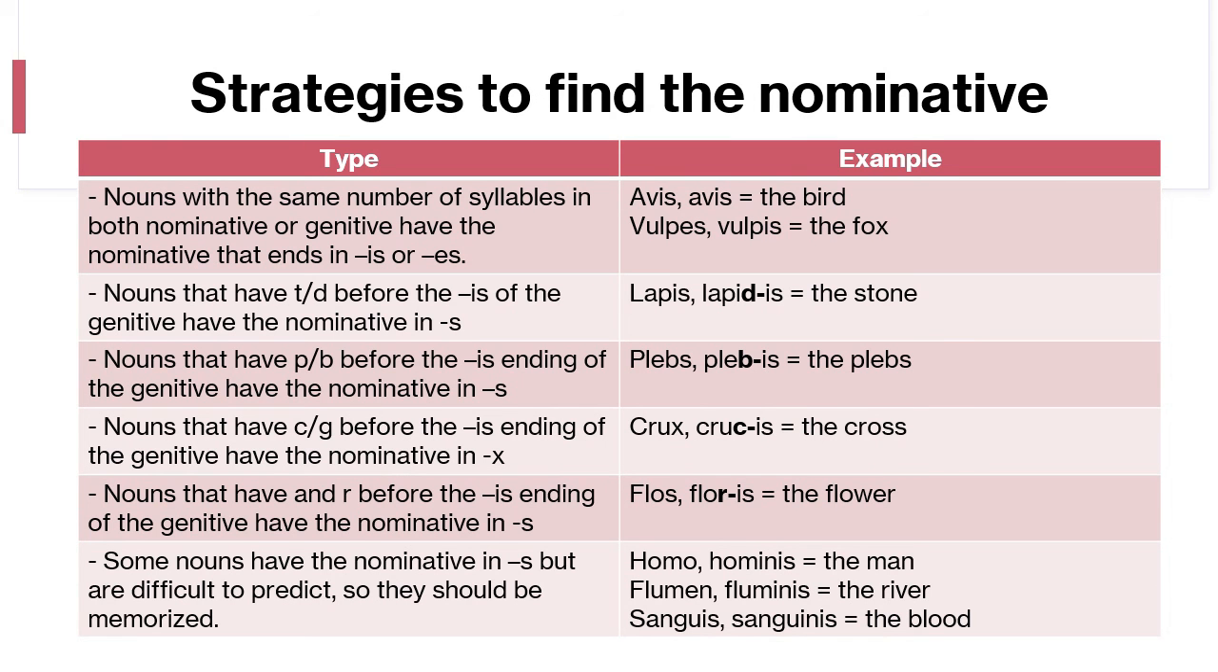The book will tell you that you have to learn the nominative by heart when you find a third declension noun. Well, that is really not true. There are some strategies that will help you find the nominative of a third declension noun. I don't think you should study them, but you should take this slide in front of you and see whether it can actually help you.